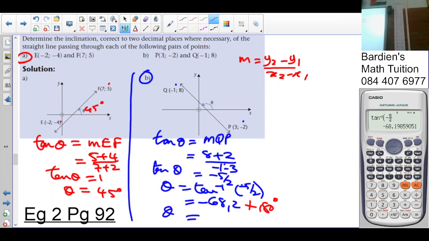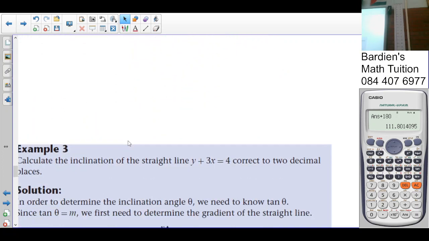So your theta works out to be plus 180, which is 111.8 degrees. Do you have any confusion here? No, you all understand? Alright, let's carry on with our lives.